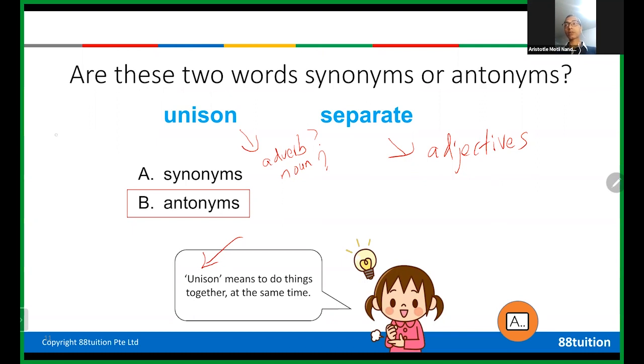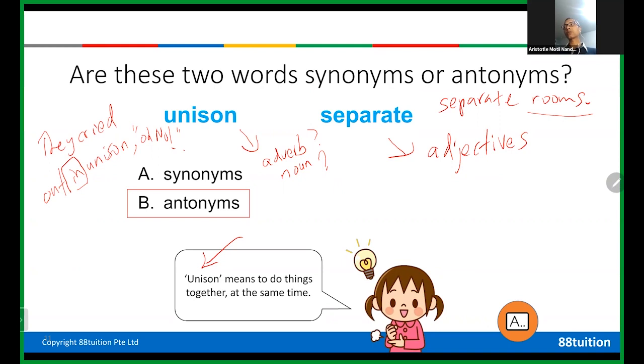So let me write this down here. They cried out in unison. Oh no. Okay, so it's a noun. You can get that clue by seeing what the words before and after the word itself are. Like separate would be separate rooms, separate people, separate lives, separate bags. So this is a noun.